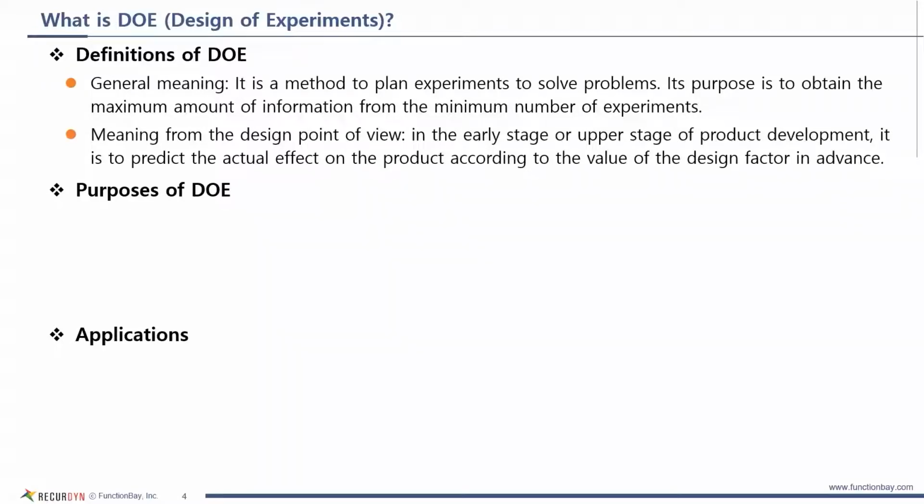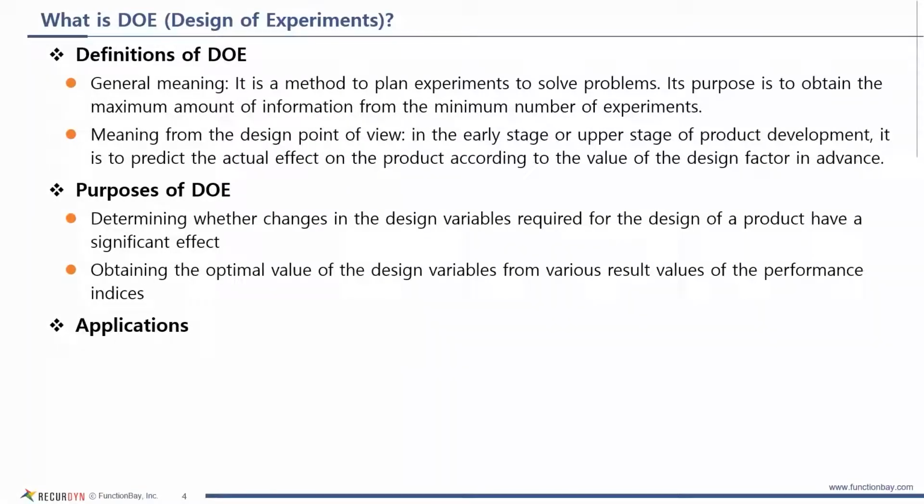The purposes of a DOE are as follows. The DOE's purpose is to determine whether changes in the design variables required for the design of a product have a significant effect. In other words, it is to understand how changes in design variables affect product performances. Another purpose of a DOE is to obtain the optimal value of the design variables by identifying the performances through the changes in these design variables.